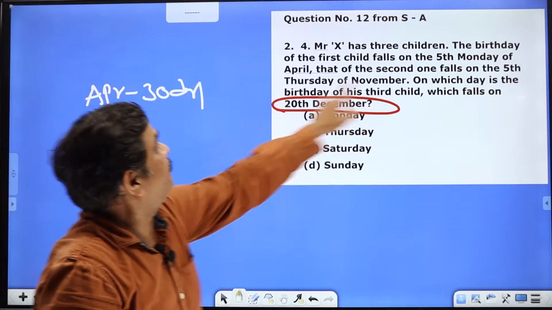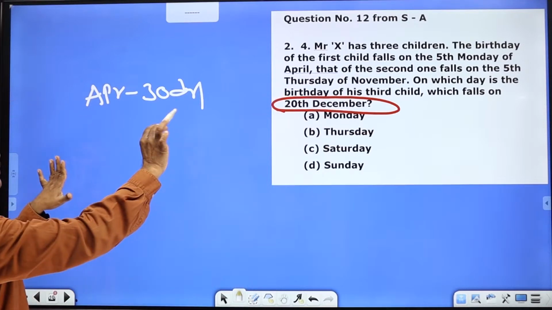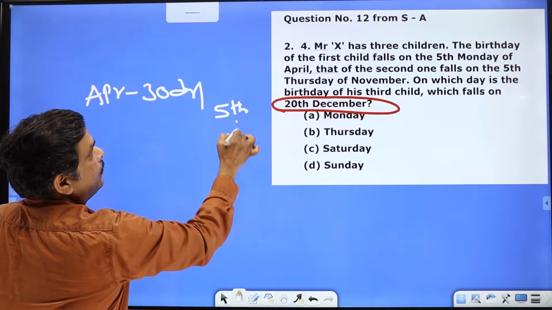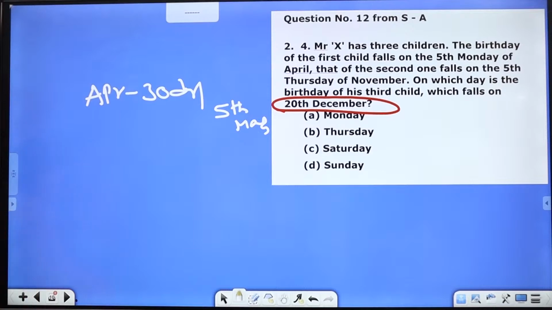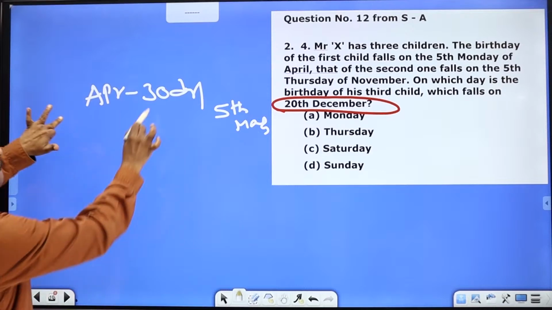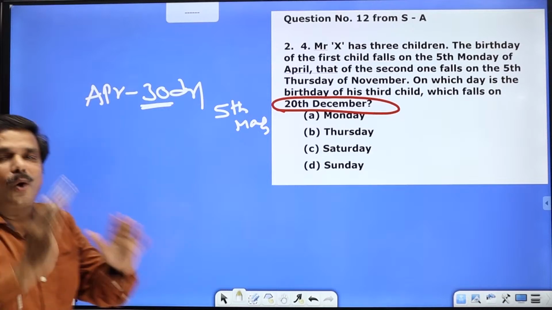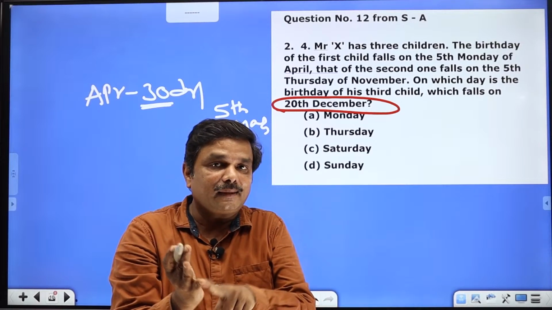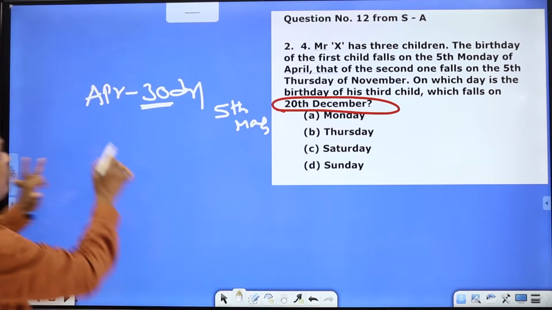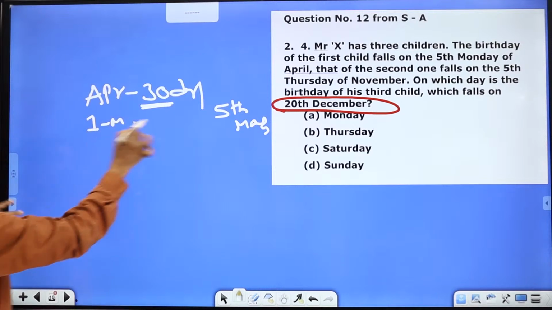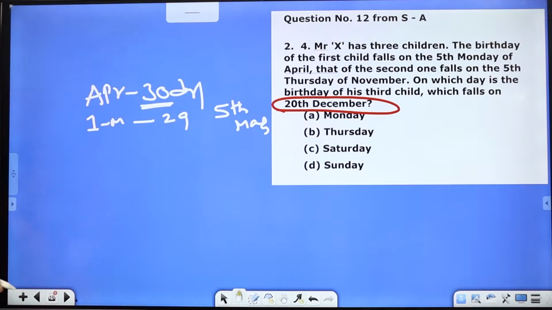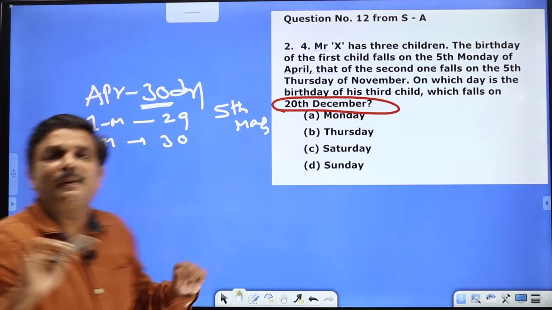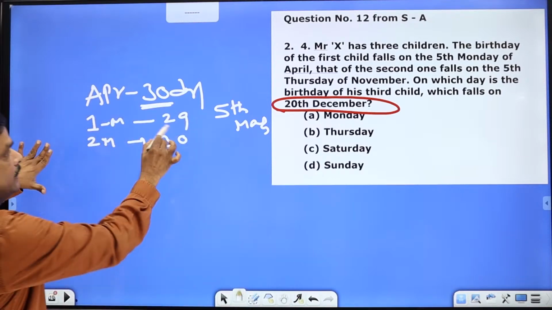Now, 5th Monday of April. I need to find out what date it was on 5th Monday. How to find out this one, students? 5th Monday means, you see, in April 30 days are there. What are the dates possible for 5th Monday? Simply that is either on 29th or 30th. How is that one? If the first of that month is Monday, then 29th will be again Monday. Yes or no? Then if the second is Monday, then 30th would be on Monday. As simple as this one. So I need to find out whether it is 29th or 30th.